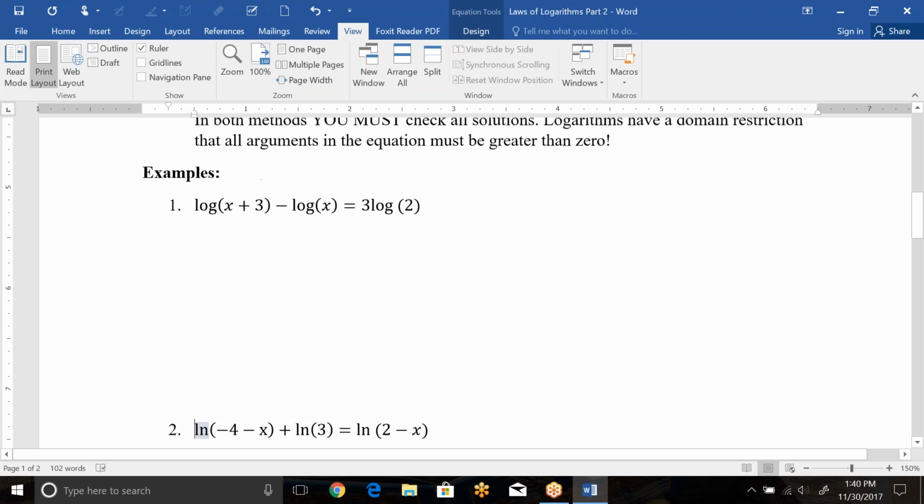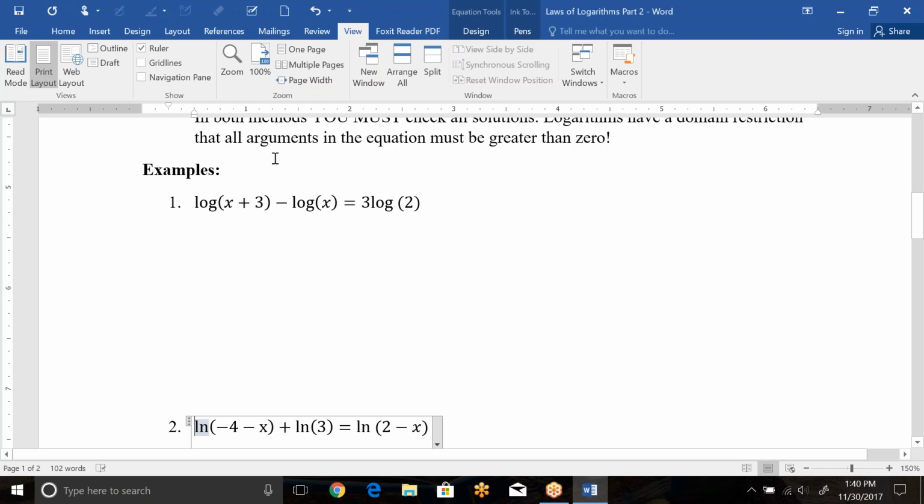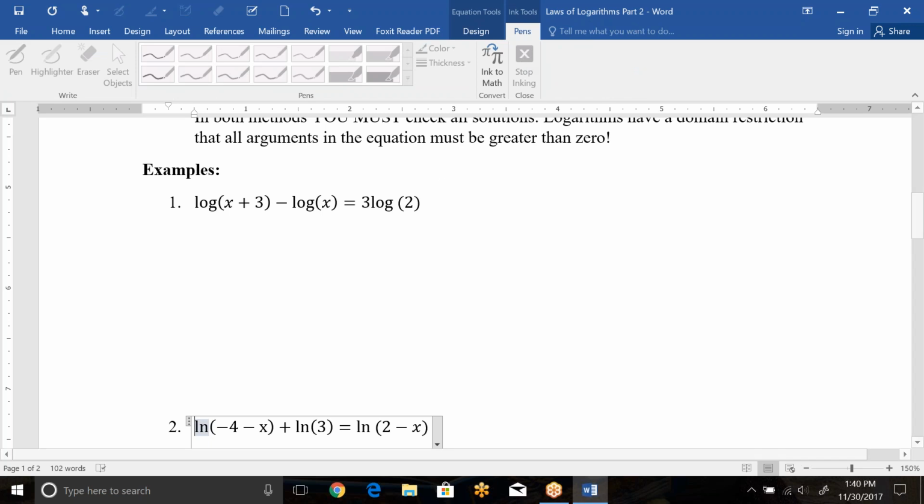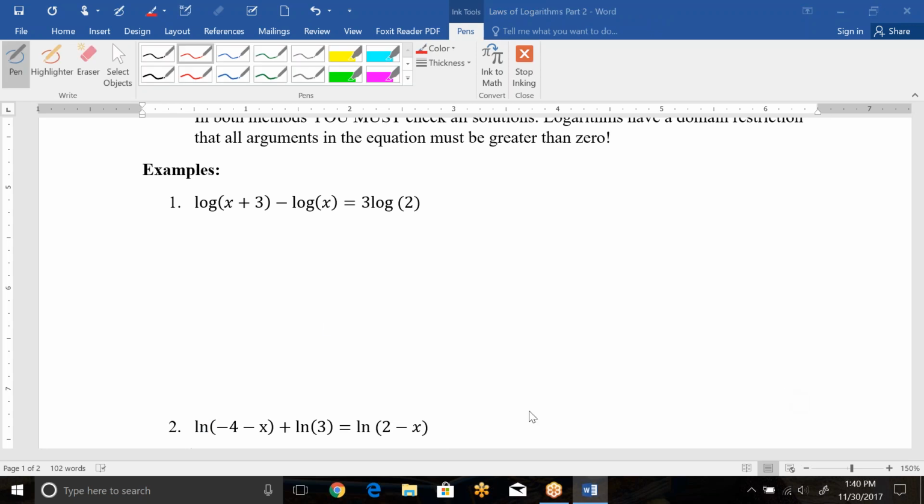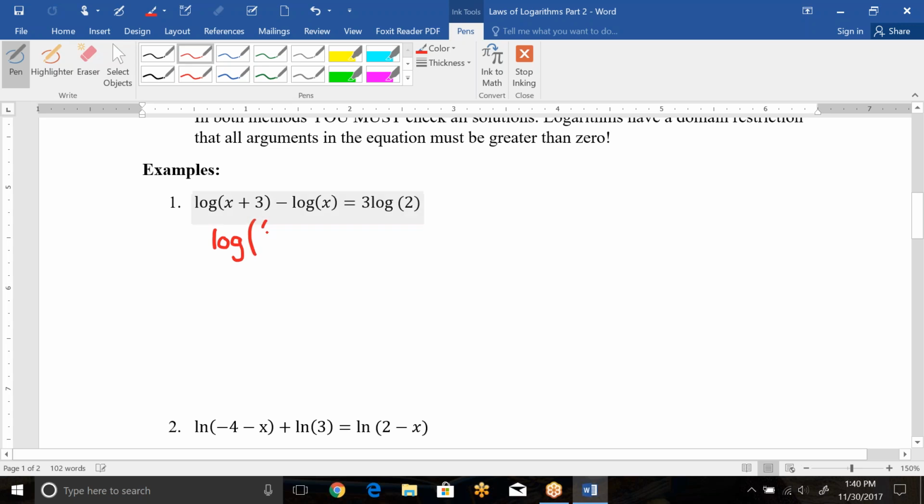Okay, so let's look at our first one here. Notice I see a log connected to each of the terms. So it looks like we're going to be able to get the case where we have a log on each side. So we're going to use our properties to try to make that happen. Since I see subtraction between these two logs, and notice they're both base 10, I'm going to combine them into a division of the arguments. So this will be log of x plus 3 over x.